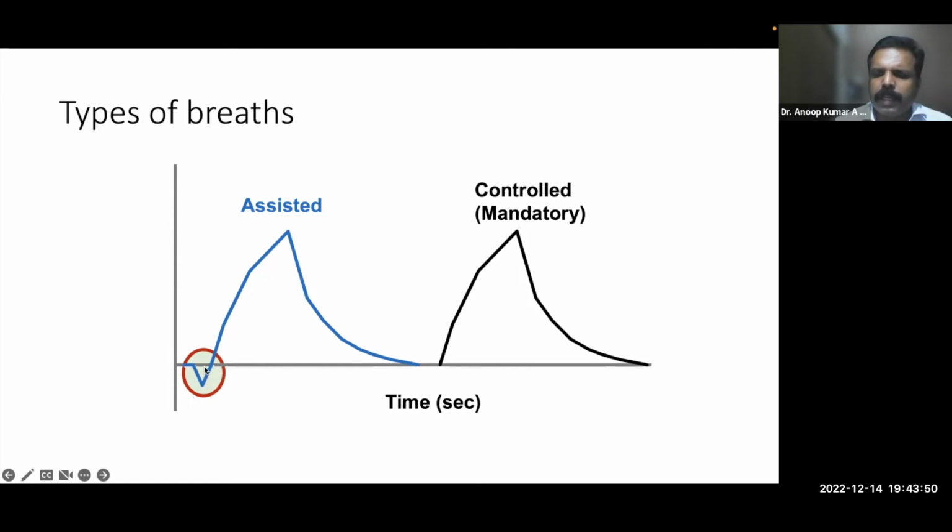Suppose you are keeping a rate of, say, 60. So every 1 minute, the machine will trigger one breath, even if the patient is not taking that many breaths. At the same time, if the patient is also taking 60, each will be coordinated with the patient effort. So this is the difference between an assist control mode and a control mode. The same thing is applicable here, assisted breath and a controlled or mandatory breath. So this concept should be very clear in understanding the different modes of ventilation.